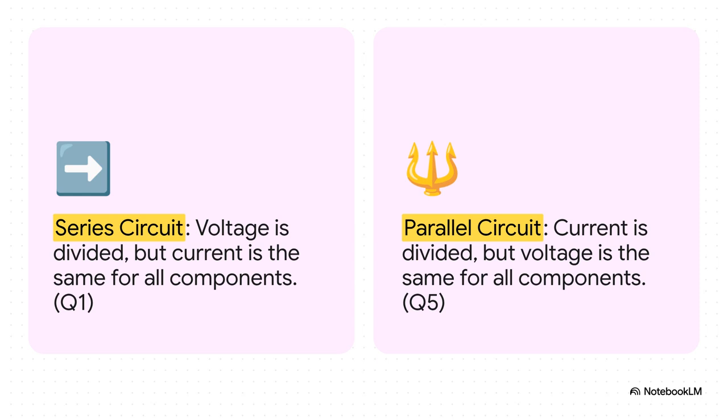Now, a parallel circuit is totally different. It's more like a river that splits into a bunch of smaller streams. Question 5 gives us this scenario. The voltage is the same in every single branch, but the current, that gets divided up. And just knowing that one difference, well, it changes absolutely everything.